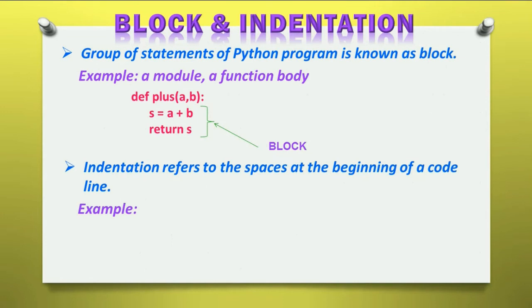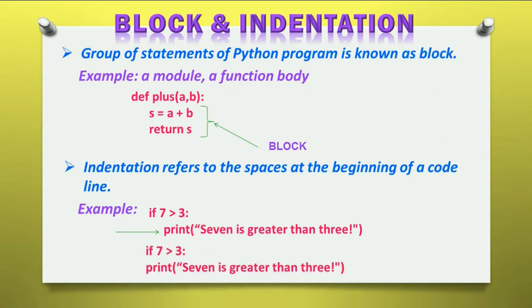What is indentation? Indentation refers to the spaces at the beginning of a code line. As an example, here we can see if 7 > 3, print '7 is greater than 3'. Now this print statement is indented. If we don't give indentation, Python gives a syntax error like this. If 7 > 3, and then the print statement is written just below the if, it will produce a syntax error if we run the program.